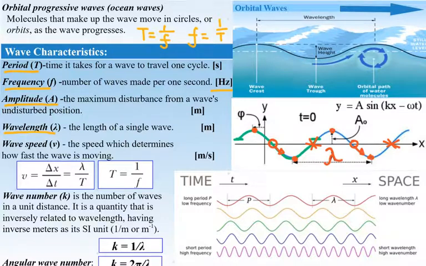And the speed of the wave. The speed is still measured in meters per second. So the speed is distance over time, but we don't have the distance, we have lambda, so that is meters, and over the period, the time it takes to travel. And here you see again the formula, the period is equal to 1 over the frequency, or the frequency is equal to 1 over the period.